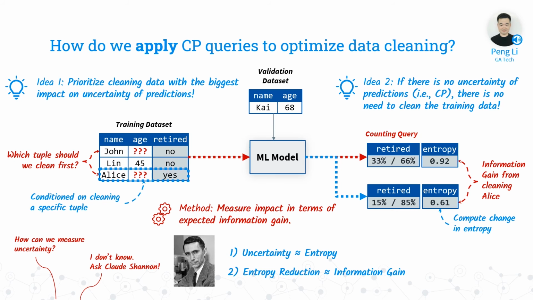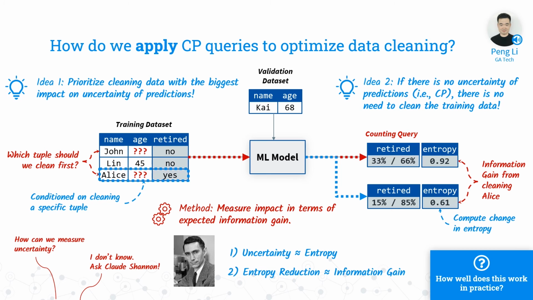Data cleaning then becomes an iterative process of gradual reduction of entropy of model predictions, where the optimal path is guided by maximizing information gain. The cleaning can stop when there is no uncertainty of predictions, which means all the validation examples can be certainly predicted. Well, this might be true in theory, but does it apply in practice?